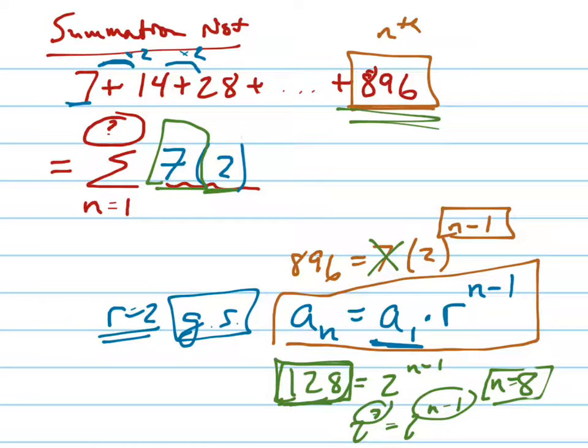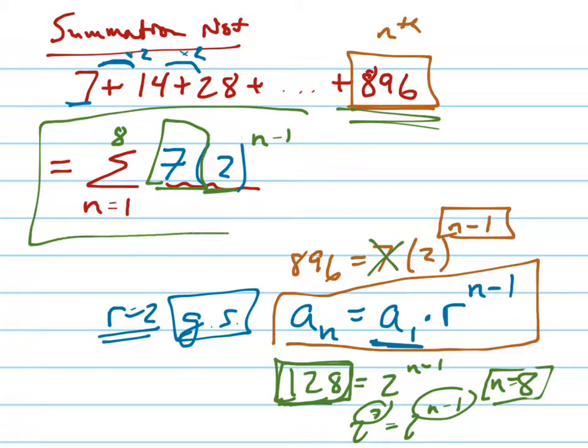So let's rewrite this now. Here's your formula. My summation formula is going to be the sum from n equals 1 to 8 of 7 times 2 to the n minus 1. That's your formula.